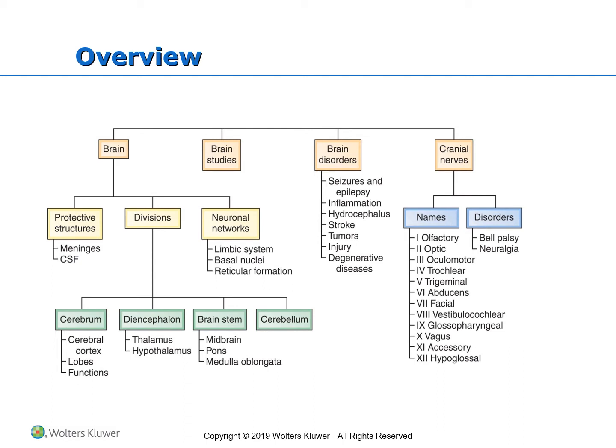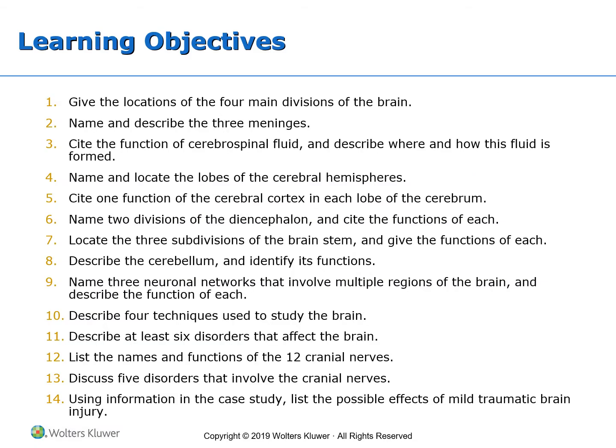Overview of the lecture. We'll discuss the brain in terms of structure, including protective structures, divisions, and neural networks. We'll go over the brain studies. We'll dip a little bit into brain disorders, and we'll describe the cranial nerves. Please take a moment and stop the presentation if you want to review the learning objectives.